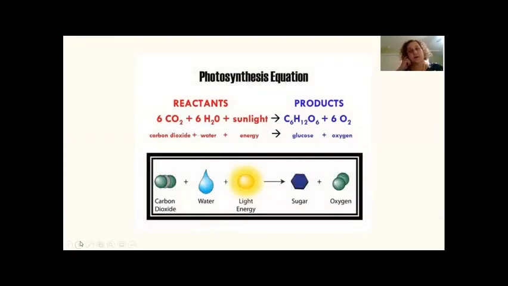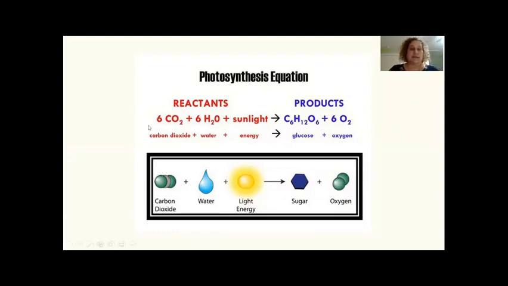All right, here's an overview of the photosynthetic process and the photosynthetic equation. If you look on the left side, you see reactants. On the right side, you see products. Reactants are anything that goes into a reaction. Products are the end result and what comes out of the reaction.